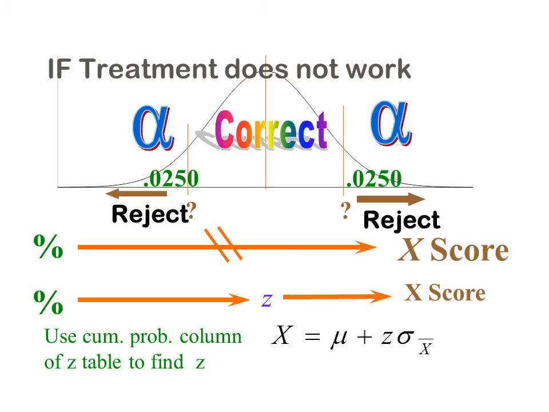And you know how to go from a percentage to a raw score. Well, you can't get there from there. So what you have to do is go from a percentage to a z. And we do that by using the cumulative probability column of the z table to find the z. And once you have the z, you can use the formula to go from the z to the raw score. Remember, the equation is: raw score equals mean plus z times standard error.